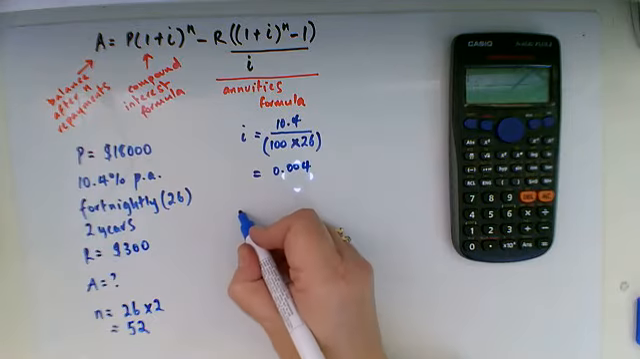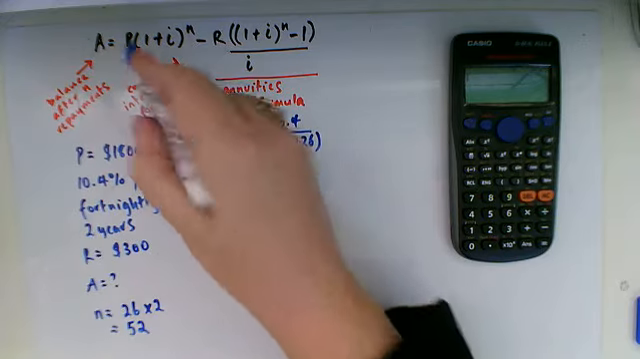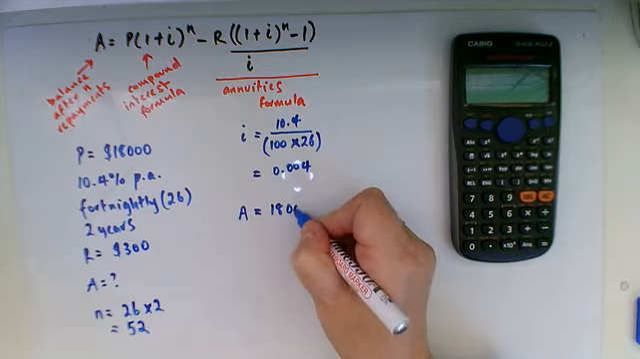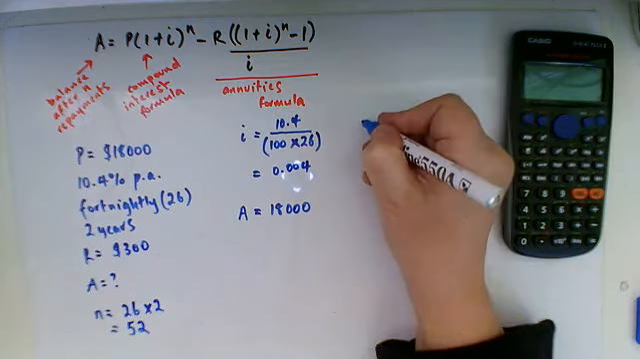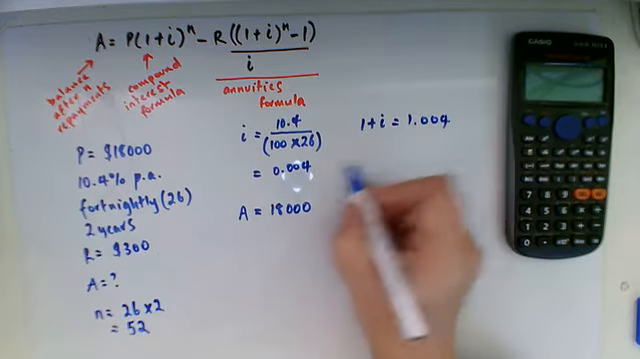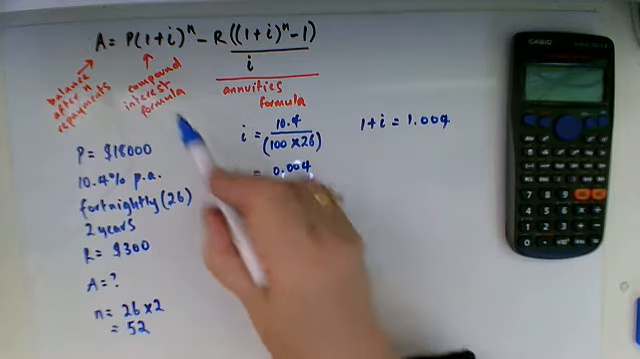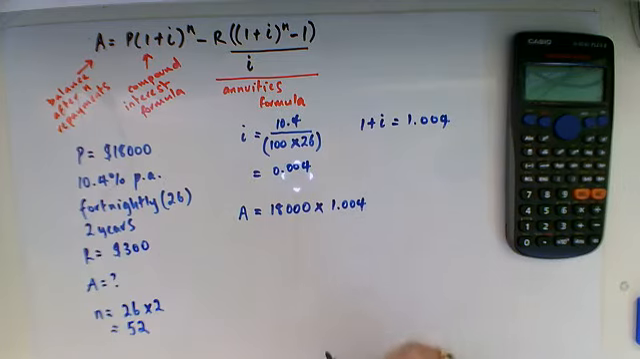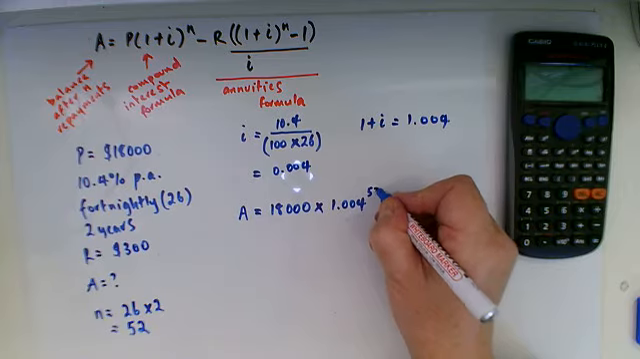So let's now just substitute the values in. I'm not going to rewrite it, I'm just going to put the numbers in. So principal is 18,000. You'll notice that we have 1 plus I twice, so I'm actually just going to write that so that I remember. 1 plus I equals 1.004, because we know I is 0.004. So I'm just going to do this as a multiplication as 1.004, because that represents 1 plus I to the power N, which we know is 52.